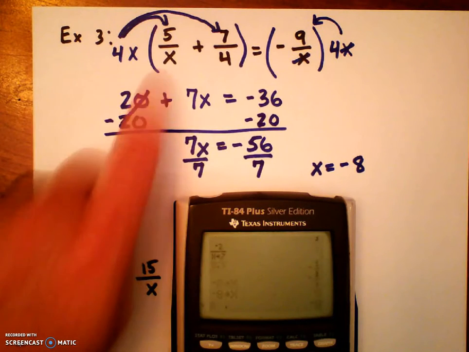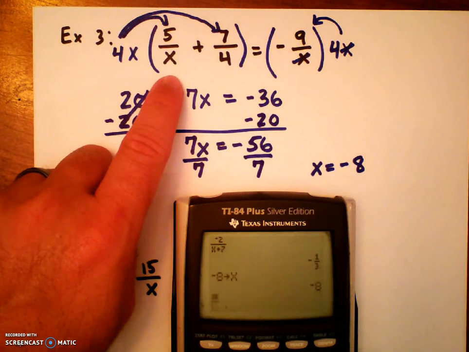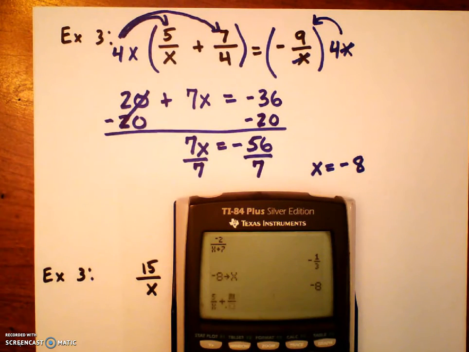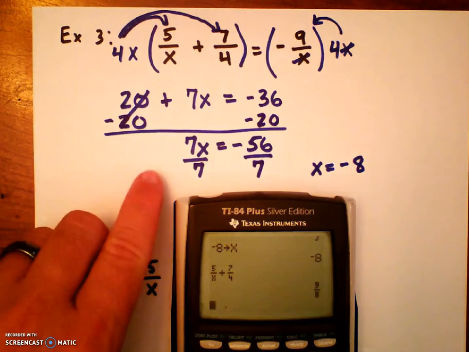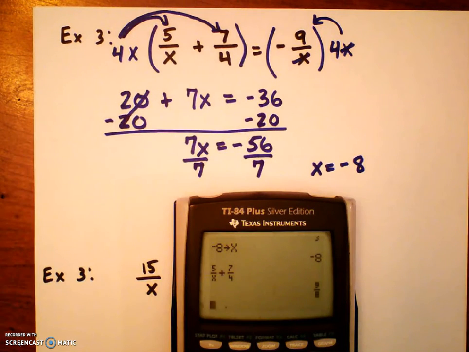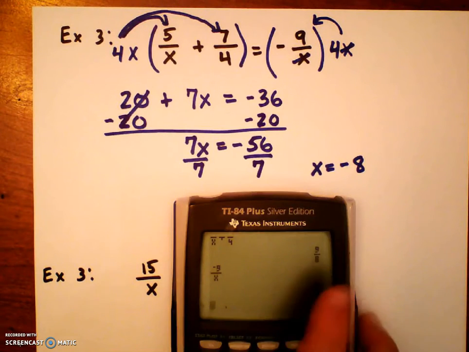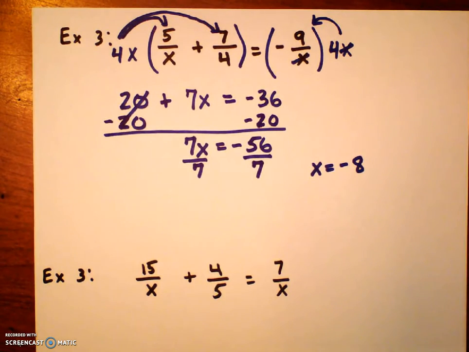I'm going to type in the left-hand side, and get a number. And that number is 9/8. And if I type in the other side, which is negative 9 over x, it gets me the same thing. So that is my solution. That is my answer.